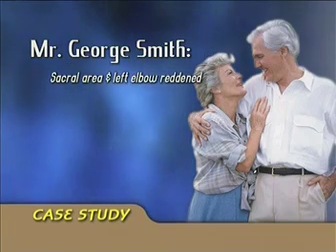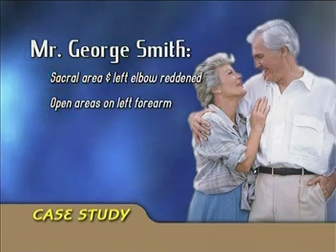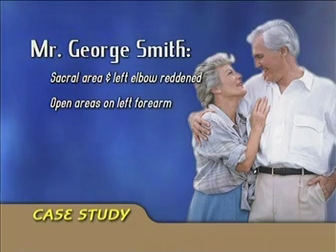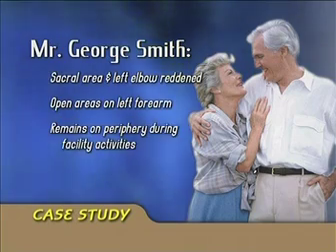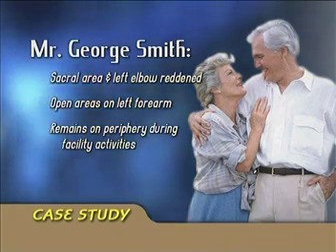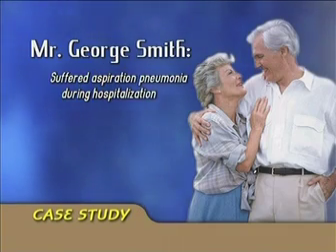Mr. Smith's sacral area and left elbow have recently become reddened, and he has several small open areas on his left forearm. Tegaderm has been applied. Socially, Mr. Smith is encouraged to participate in activities available in the facility, but remains on the periphery at this time. During hospitalization, Mr. Smith suffered from aspiration pneumonia.